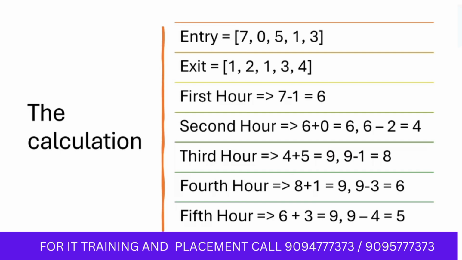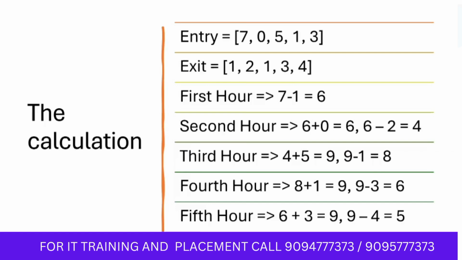Now, in the third hour, we have 5 incoming guests while 1 guest is leaving the party. So, in total, we have 4 plus 5, 9 and 9 minus 1, which means 8 guests at the beginning of the fourth hour. Then we have 1 guest coming in and 3 leaving the party. So, 8 plus 1 is 9 and 9 minus 3 is 6. So, at the start of the fifth hour, we have 6 guests.